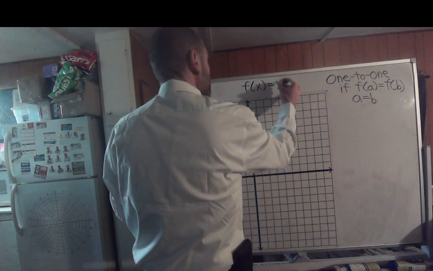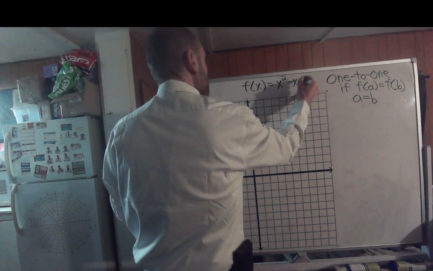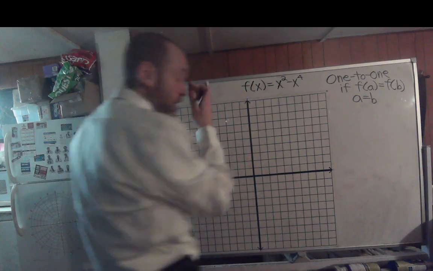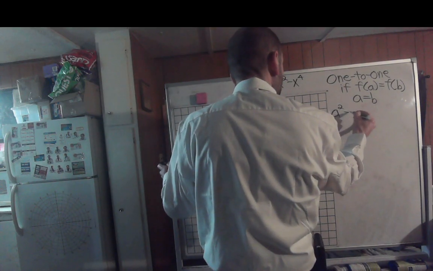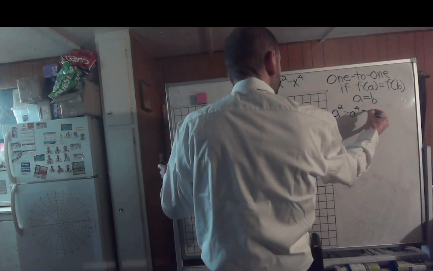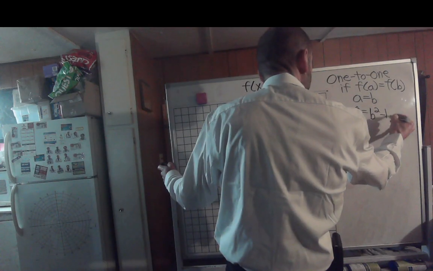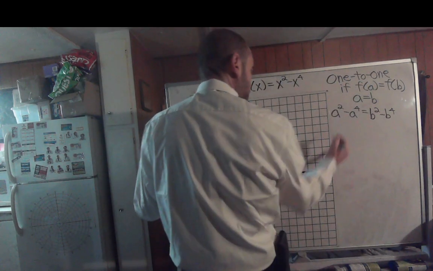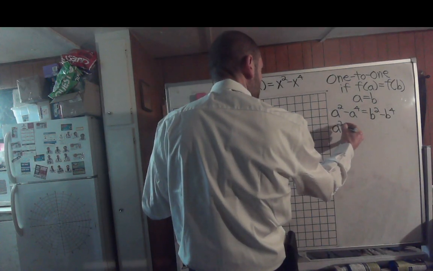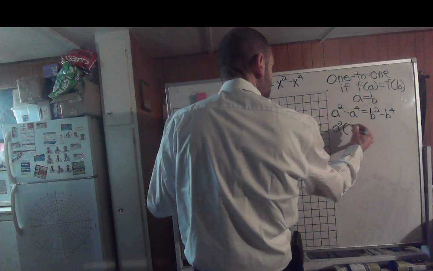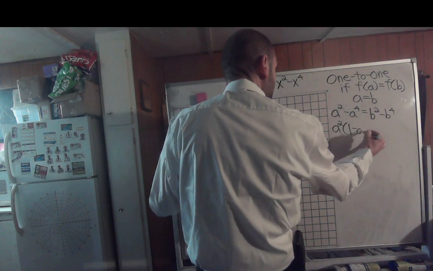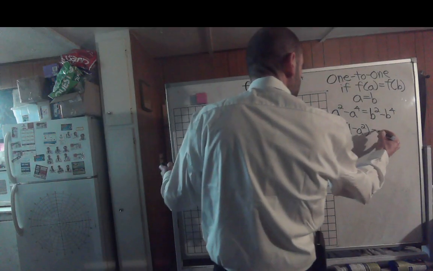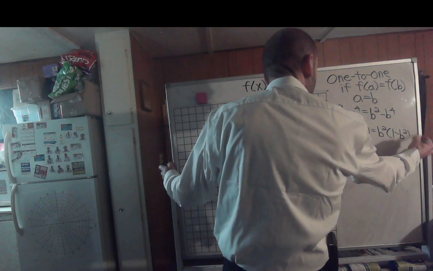F of x equals x squared minus x to the fourth. Alright, so put an a on the left side, so you'll have a squared minus a to the fourth is going to equal b squared minus b to the fourth. So of course we could factor out a common a squared. You would get a squared times the quantity of 1 minus a squared is equal to b squared times 1 minus b squared.